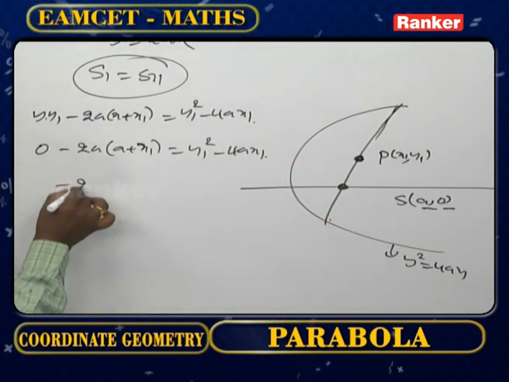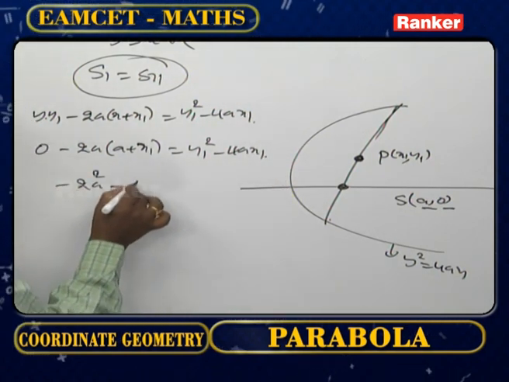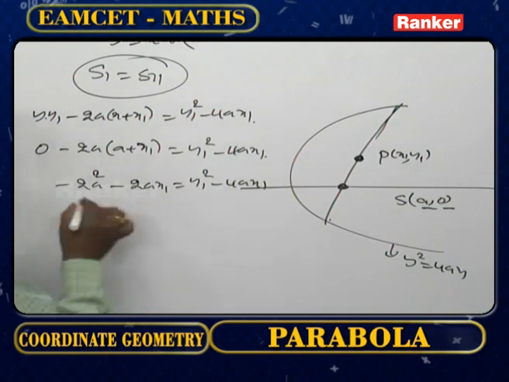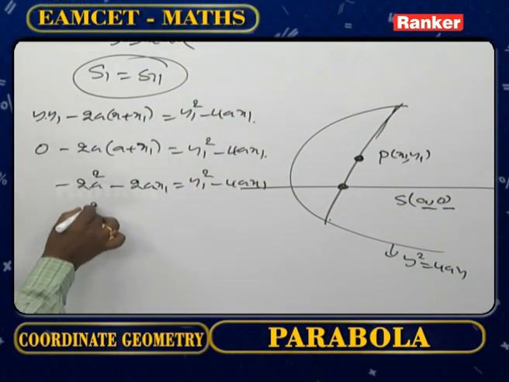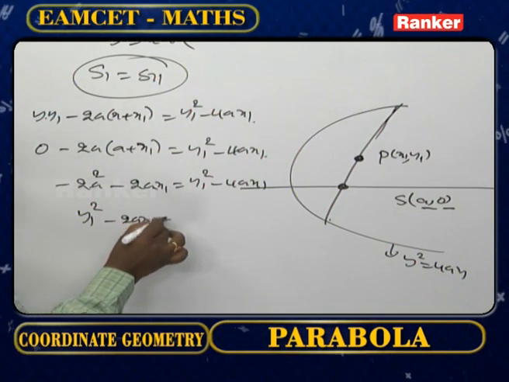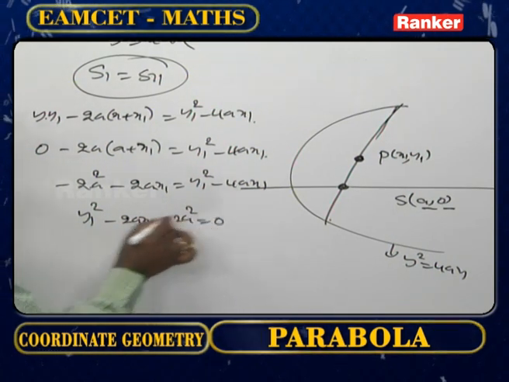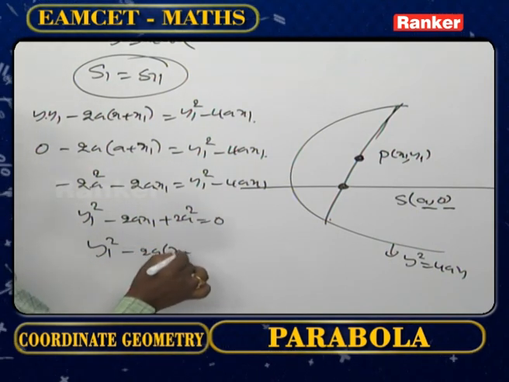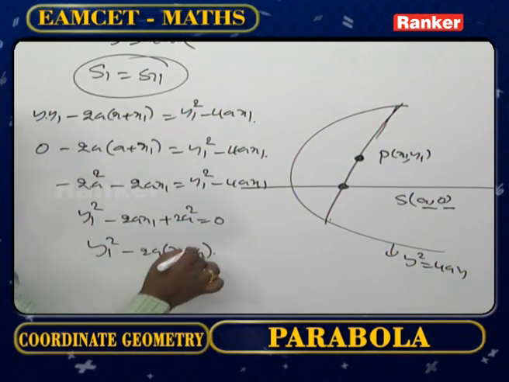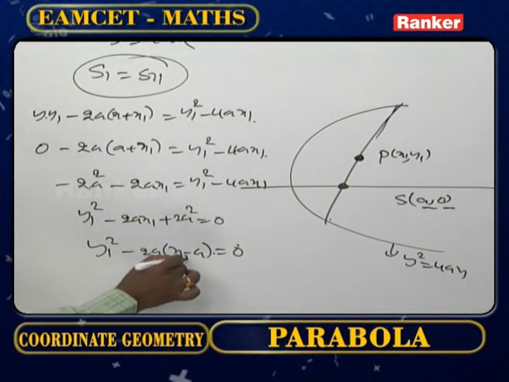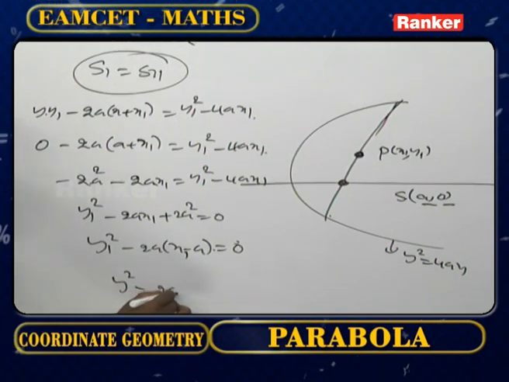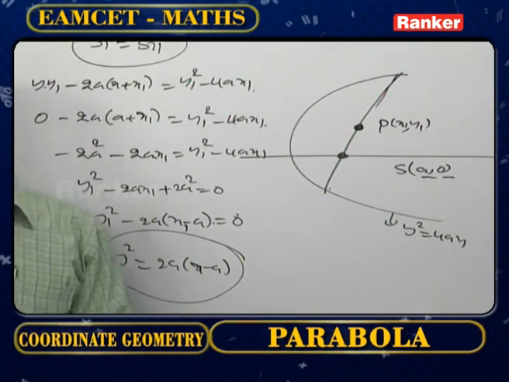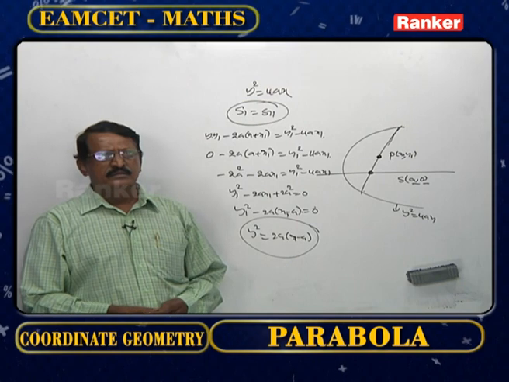Now further simplifying, minus 2a square minus 2a x1 equals y1 square minus 4a x1. Now taking all terms to the right side, we get y1 square minus 2a x1 plus 2a square equals 0, or y1 square minus 2a into (x1 minus a) equals 0. Then the locus of (x1, y1) is y square equals 2a into (x minus a). Now second option.